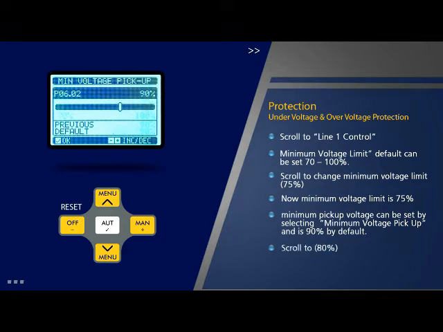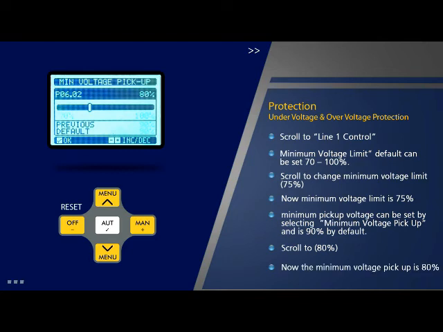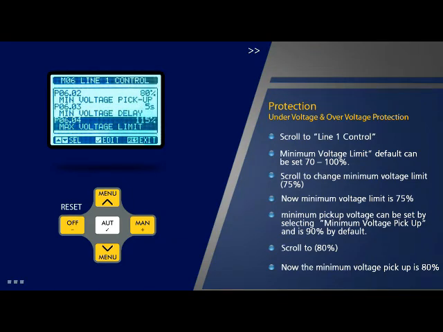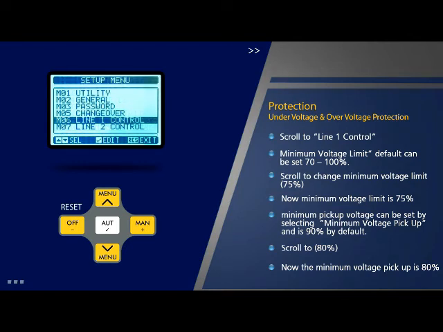Scroll to change the minimum voltage pickup value, for example 80%, and press OK. Now the minimum voltage pickup is changed to 80%. The minimum voltage pickup is known as hysteresis restore voltage. The values for over voltage and related maximum pickup voltage can be similarly set using parameter options 4 and 5 on line 1 control page. Similarly, these values can be set for line 2 by selecting respective options on the page line 2 control.